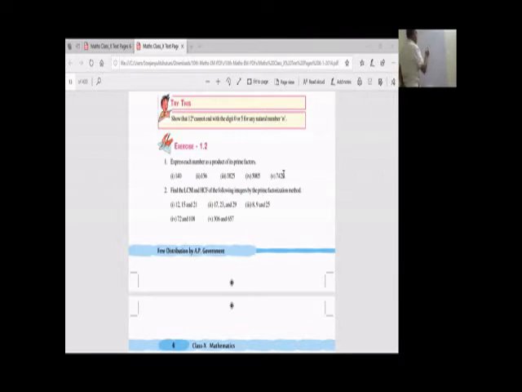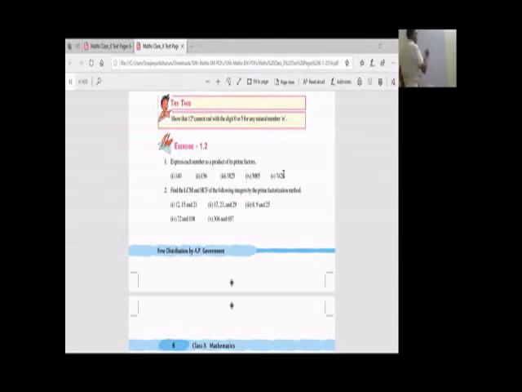Is it divisible by 7? 7 ones are 7, 7 times 6 are 42. It is not divisible by 7. Is it divisible by 11? Also not divisible by 11. Is it divisible by 13? 13 fives are 65, 13 sevens are 91. It's not divisible by 13.